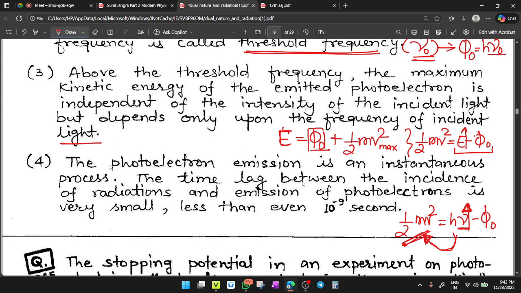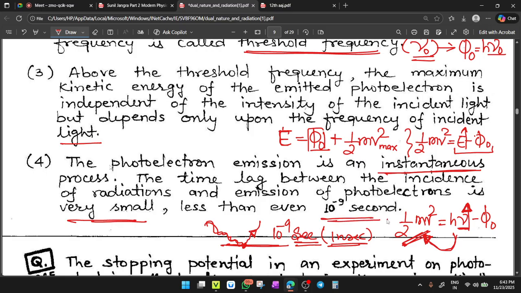The photoelectric emission is an instantaneous process, means just when the incident light impacts the surface, at that point only, without any time lag. This time lag is very small, near about 10 to the power minus 9 second, 1 nanosecond. So this is called spontaneous emission. The photoelectron emission is an instantaneous process, with no time lag. The time lag between the incidence of radiation and the emission of photoelectron is very small, less than even 10 to the power minus 9 second.